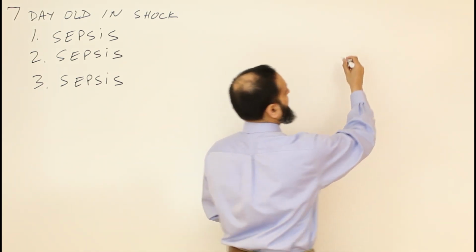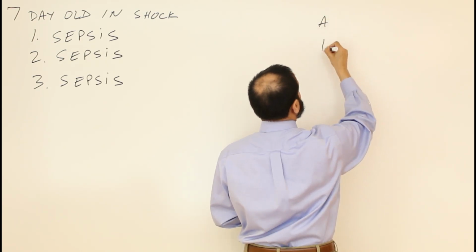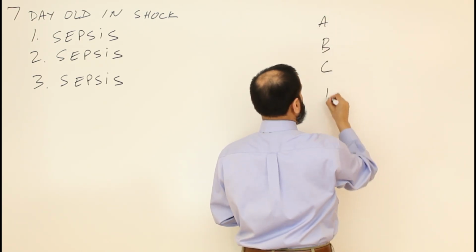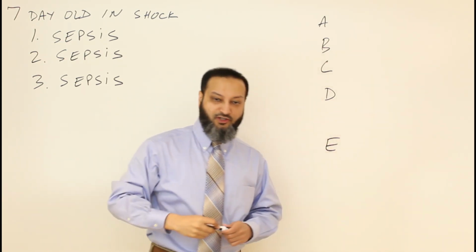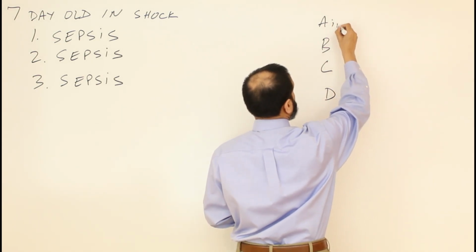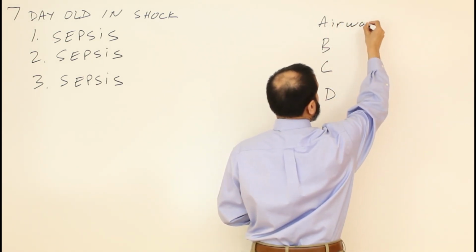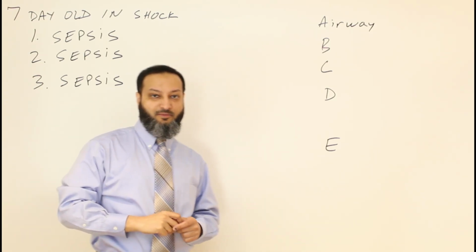As the approach for this patient, let's talk about those findings: A, B, C, D, and E. When a 7-day-old infant comes into shock, A, as many are probably aware, would be the airway. And the question is, are you going to intubate this patient that is coming in shock?